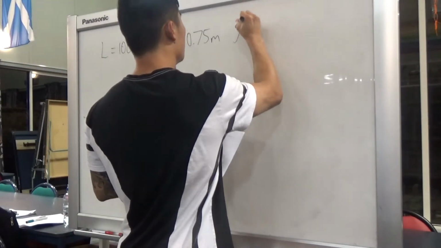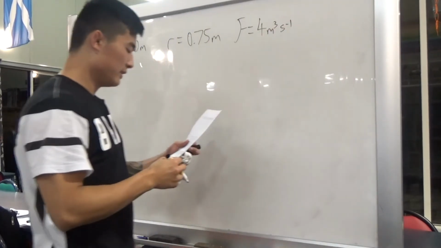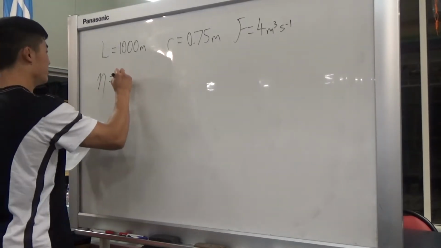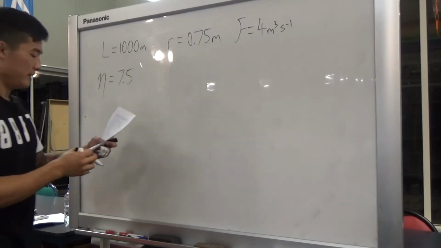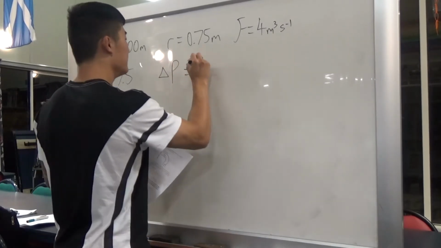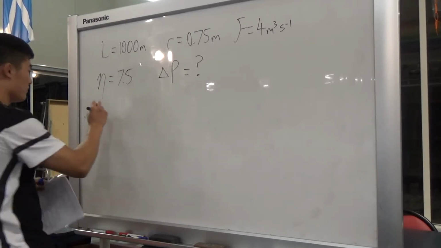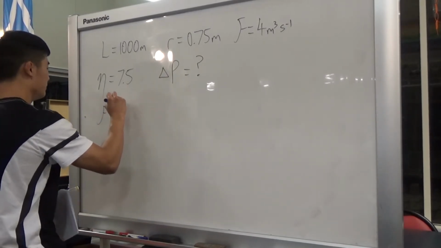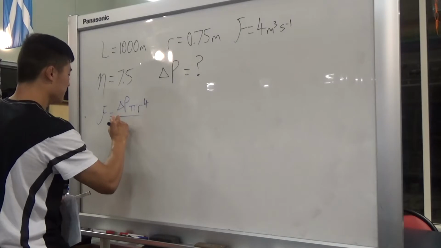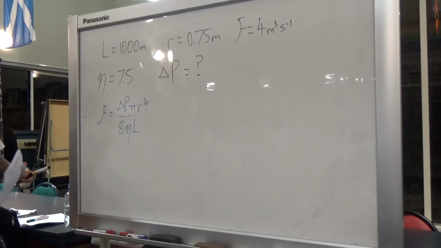The flow rate is equal to 4 meters cubed per second, and the viscosity is equal to 7.5, and we want to find out the pressure difference, which is delta P. Okay, so our equation is going to be flow rate is equal to delta P times pi r to the 4th power over 8 times the viscosity times the length.